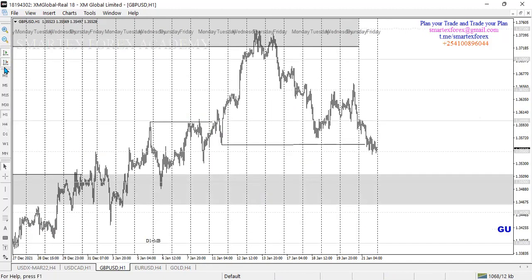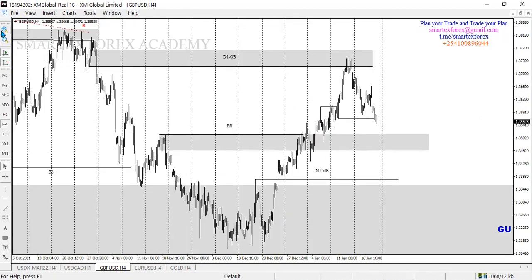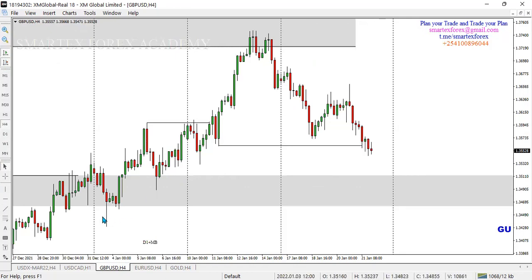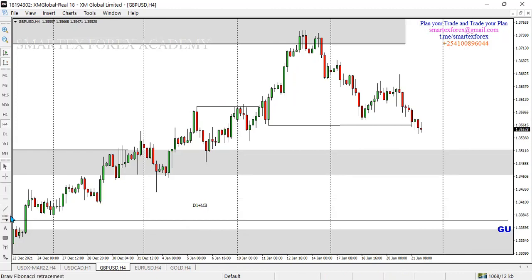Okay. Before we go further, let's trace the order flow and see the unmitigated zones, because those are the zones that the price may seek. So let's see here. Let's start doing this. Start here, so that we'll be able to trace and see the unmitigated zone. This one is very important.